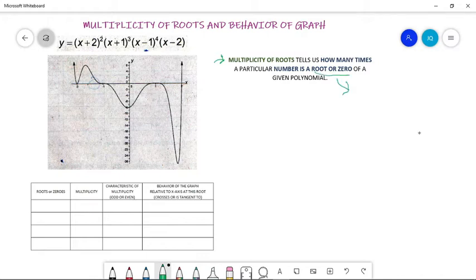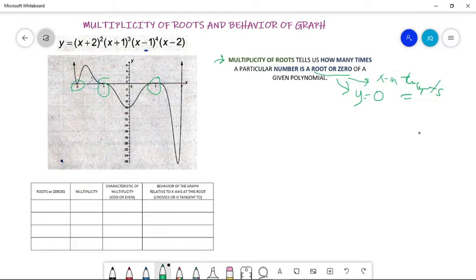When we say root or zero, it means that our y equals 0. In other terms, this is actually called our x-intercept, because these numbers are found on the x-axis, since y is equal to 0. For example, looking at the graph, our zeros here are -2, -1, and +1, because these points of the graph cross or touch the x-axis. That's why it is called a root or zero.